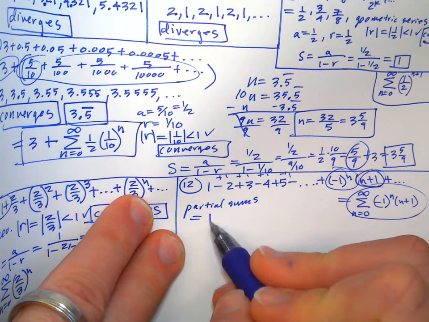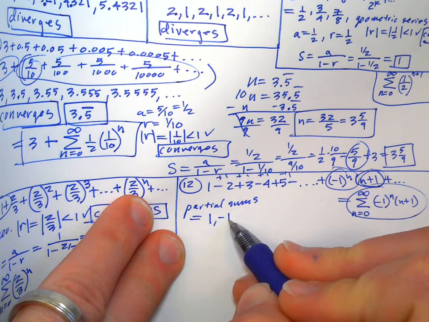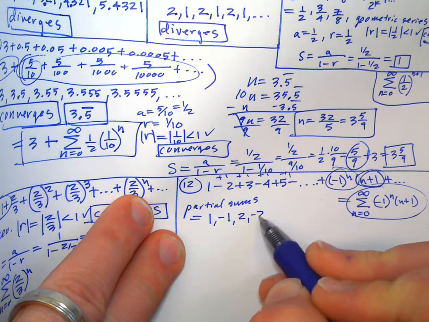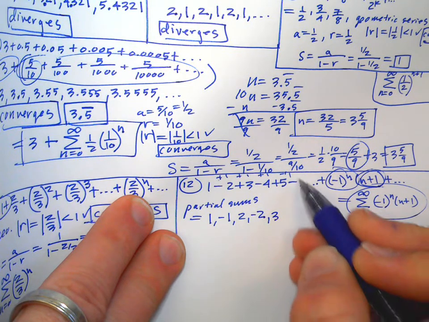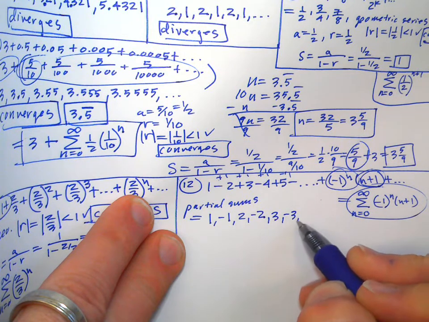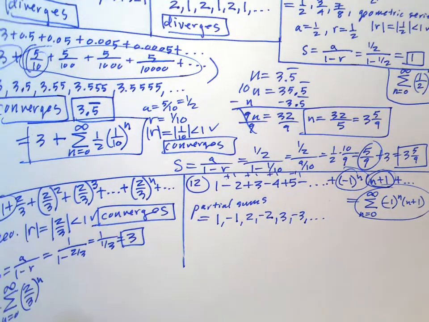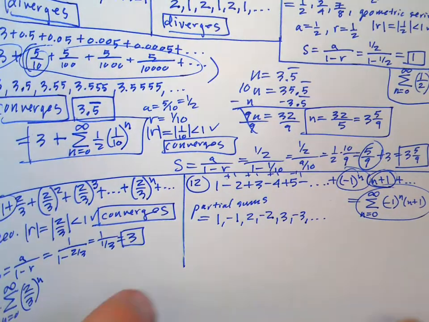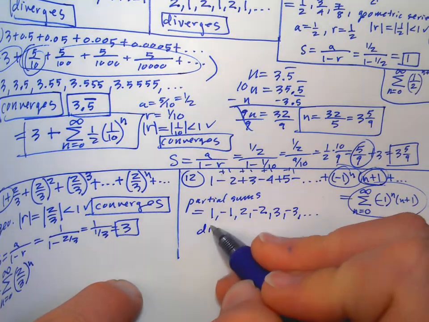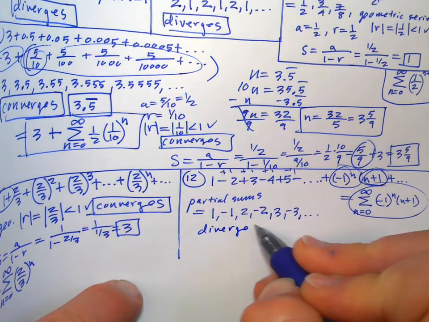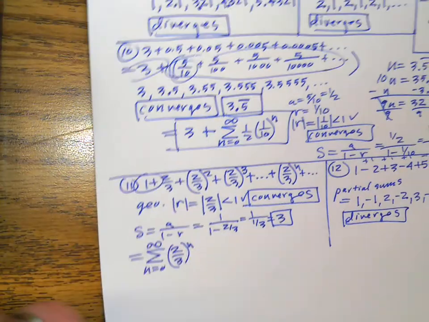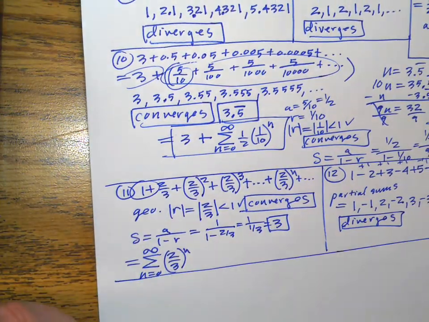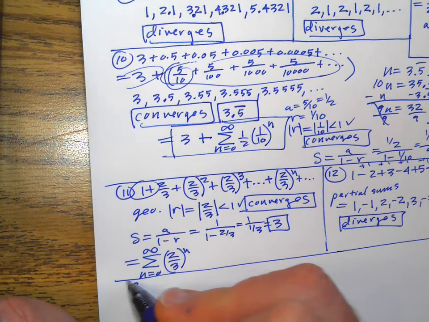So the first partial sum is 1. Next one's negative 1. Next one's 2. The next one's negative 2. Next one is 3. And then if you subtract this, you get negative 3. So I think you could see a pattern going here. The partial sums are getting bigger and bigger and bigger. This for sure diverges, and the partial sums are a good defense of that.